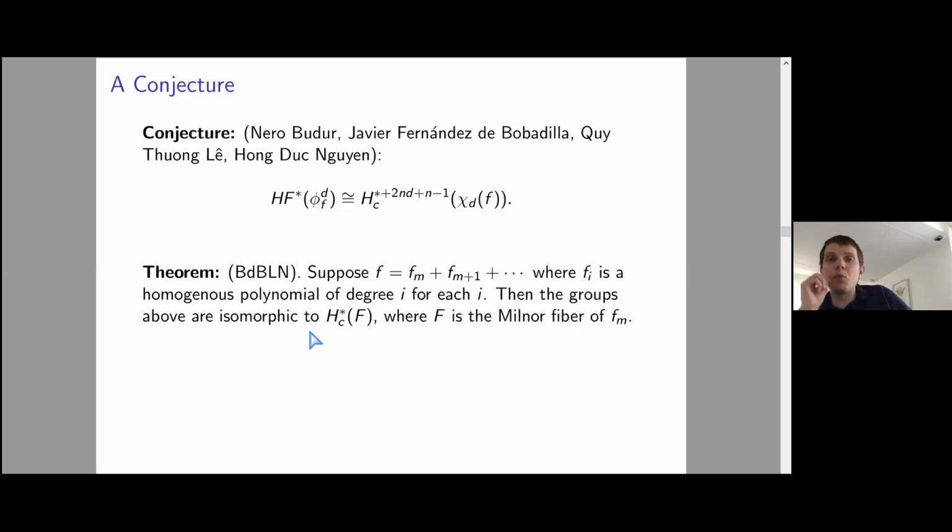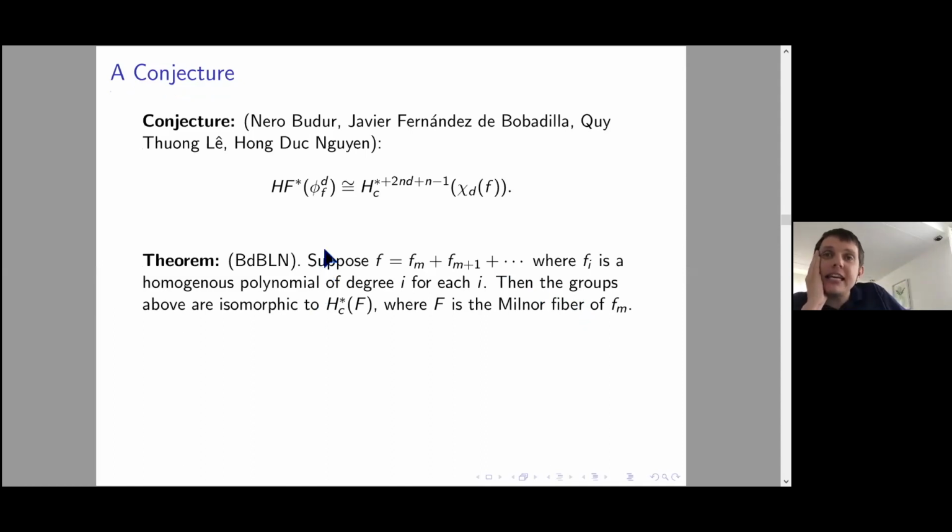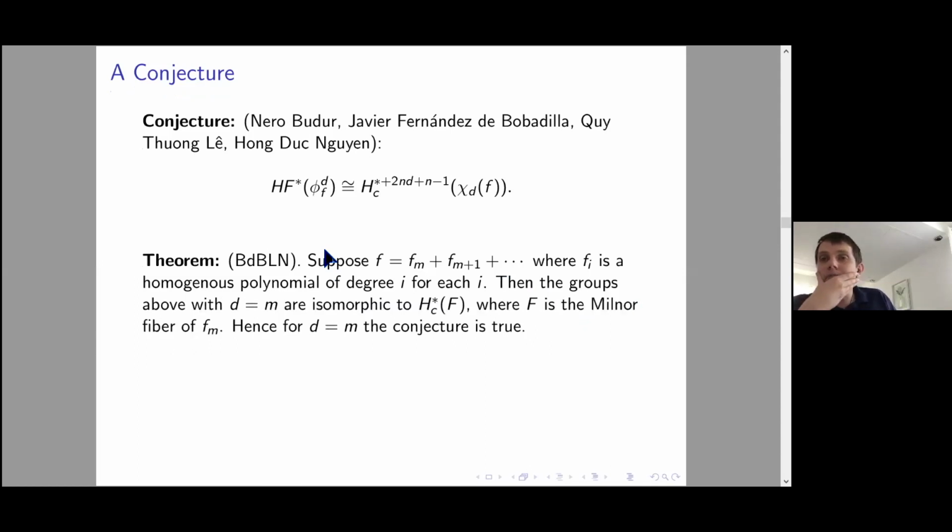Okay, so what I mean is when D is equal to M, this conjecture is true. That's what I mean, okay? And when D is equal to M, okay, so I corrected it. So when D is equal to M, these groups are isomorphic to compactly supported cohomology of the Milnor fiber of the first homogeneous component, f_m, okay?